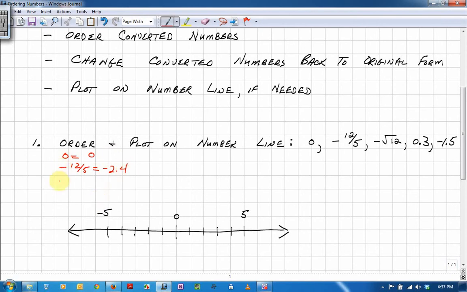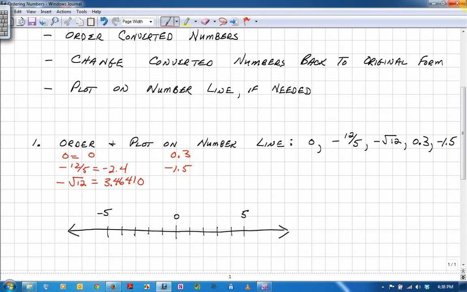The next is negative the square root of 12. So I would plug that into my calculator, and I get negative 3.46410, and it just keeps going on and on. It's an irrational number. Then I have 0.3, that's already a decimal, and I have a negative 1.5.